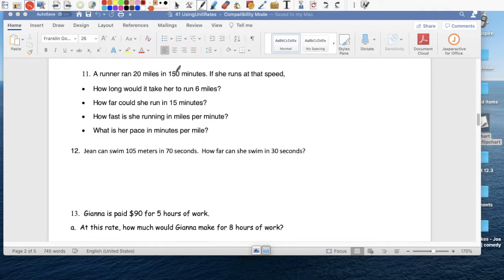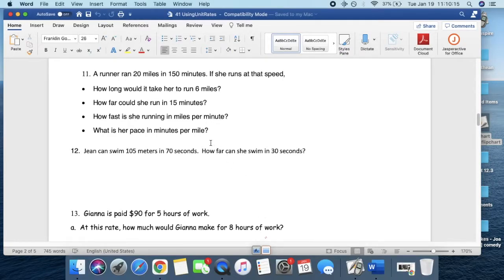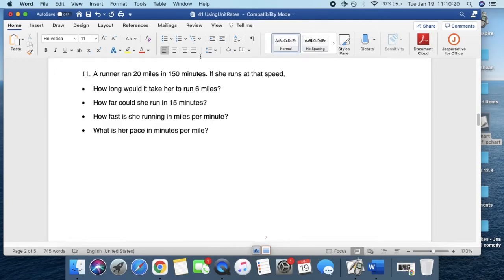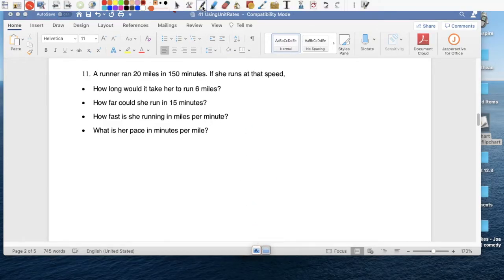Runner ran 20 miles in 150 minutes. How long would it take her to run 6 miles? So look at the question. Okay, and let me see if I can make some room here. All right, so there's two parts. There's two different ways you're gonna be solving this question.